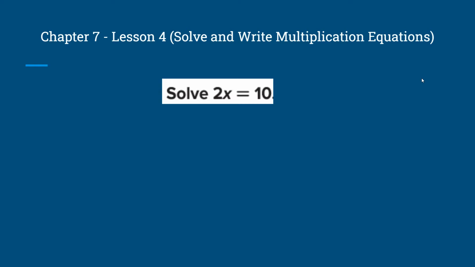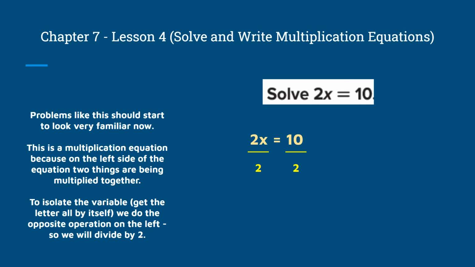This is an example of the multiplication problem we're going to start with. This should start to look pretty familiar now, right? 2x equals 10. And as we've done in the last couple times, we're going to try to isolate our variable. We're going to solve for x. We're going to figure out what that x is equal to. Remember now, when the coefficient, the number that's out in front of the variable, and the variable are right next to each other, that means we're multiplying them together. So this is really a multiplication equation. Right? 2x equals 10 means 2 times x equals 10.